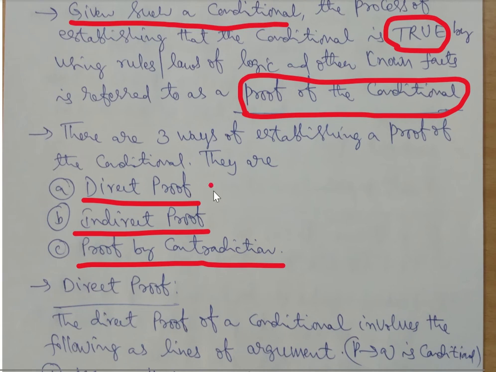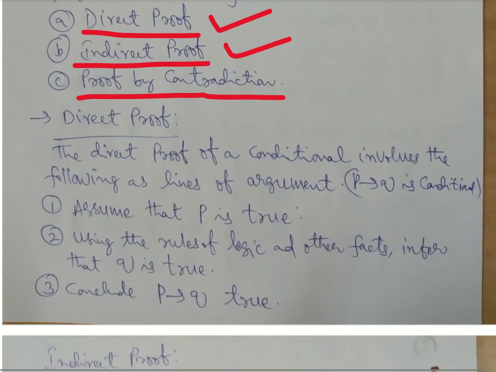Direct proof, as the name says, we can directly establish using all our laws of logic or some of the rules of inference. All those things can be directly used to prove it. That is a straightforward method. Indirect proof is where we use the contrapositive of the given statement, start from that and prove the result is true. Then third is contradiction.